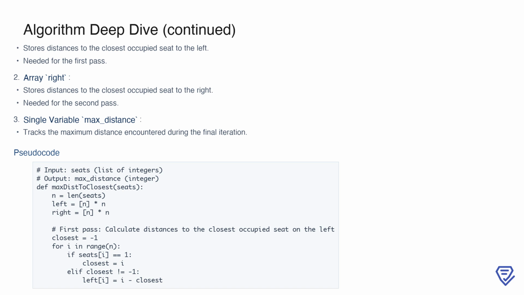First, the left array stores the distances to the closest occupied seat to the left of each seat, computed in the first pass. Second, the right array holds the distances to the closest occupied seat to the right, calculated in the second pass. Finally, a single variable, max_distance, keeps track of the largest minimum distance encountered during the final iteration. These data structures work together to ensure that the solution is both efficient and easy to implement.